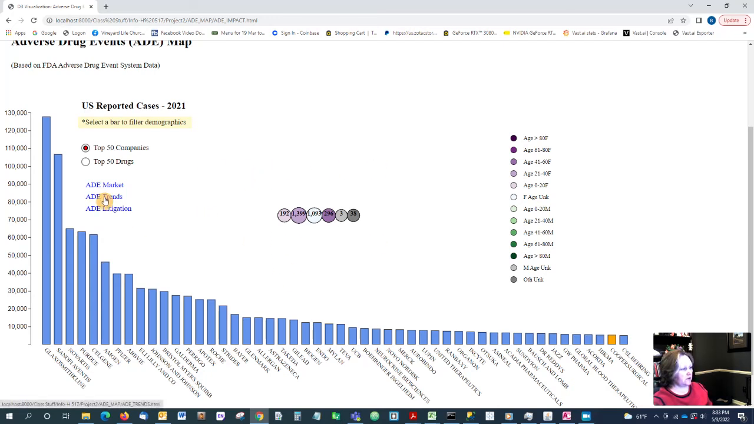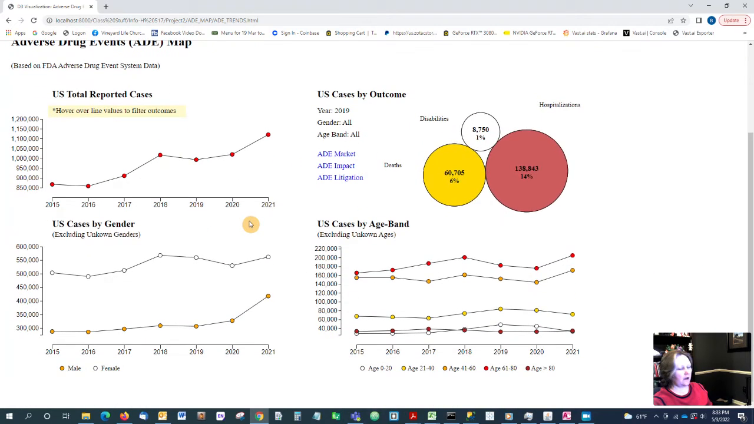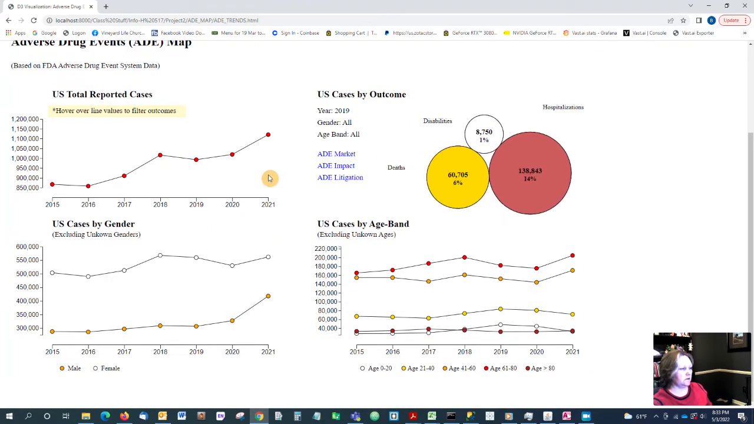The next section is the trends visualization, and this just shows the number of ADEs for each year. You can see the total cases here. It's also got a demographic breakout, so the cases by gender are shown below. The cases by age band are shown. And then there's also an outcome section here, which shows the percentage of deaths, disabilities, and hospitalizations that occurred. So you can see hospitalizations here for all cases, this is actually during 2019.